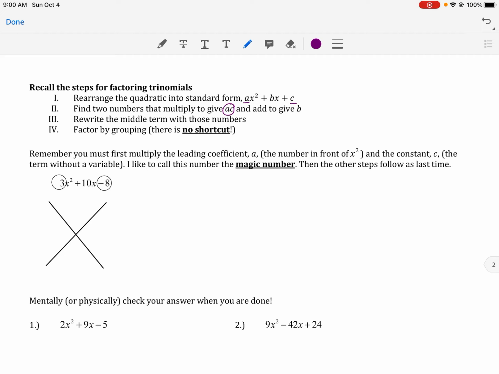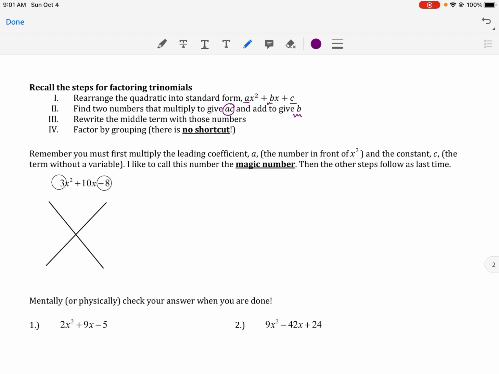A and C, remember, are the numbers in front of x squared and the constant at the end, and add to B, which is the term in the middle. We're going to rewrite the middle term of those 2 numbers, which is what we did last time. This time, though, we're going to factor by grouping. There's no shortcut here. So that's the biggest thing to remember. We can't use a shortcut.